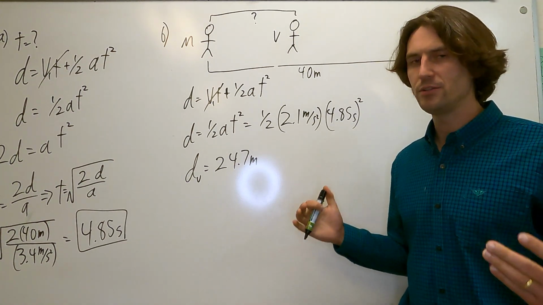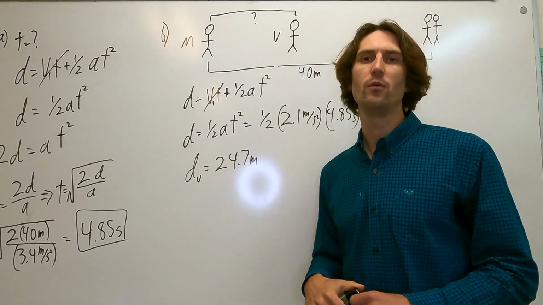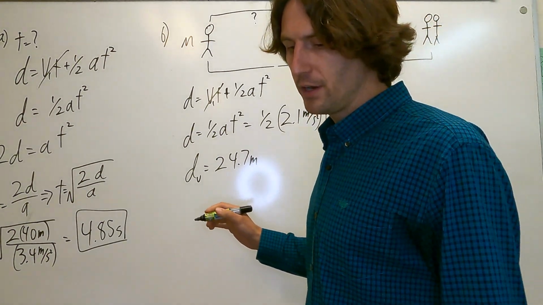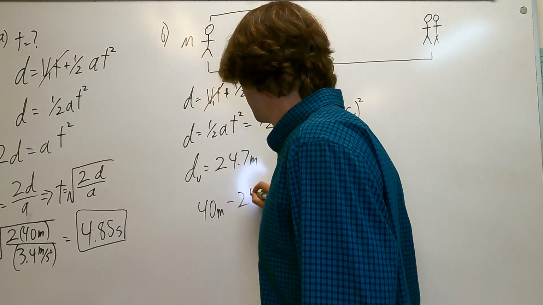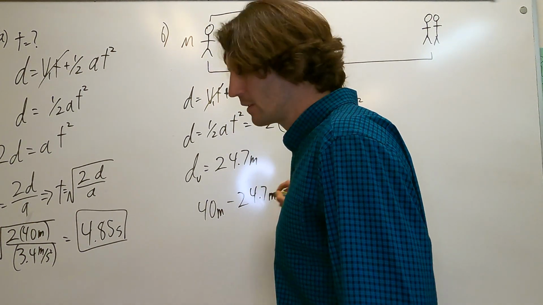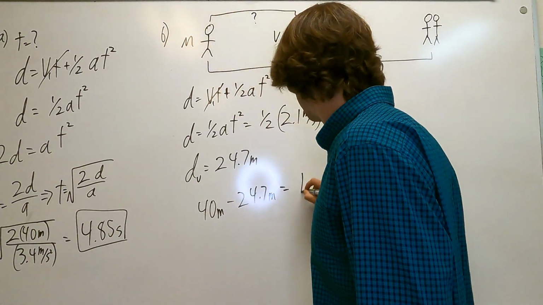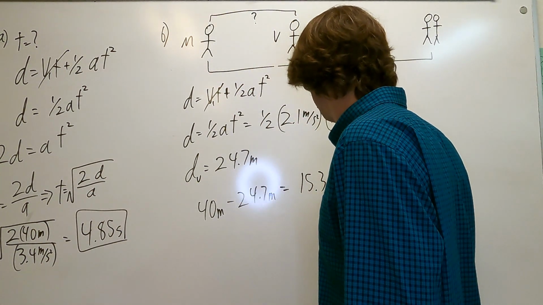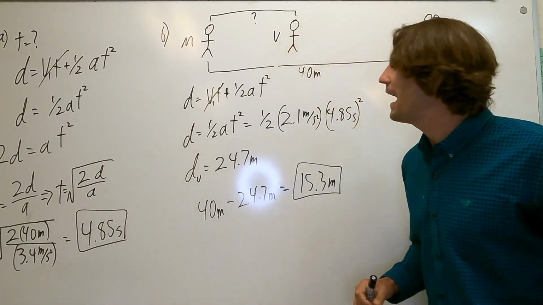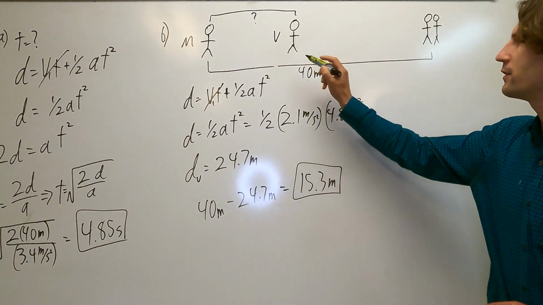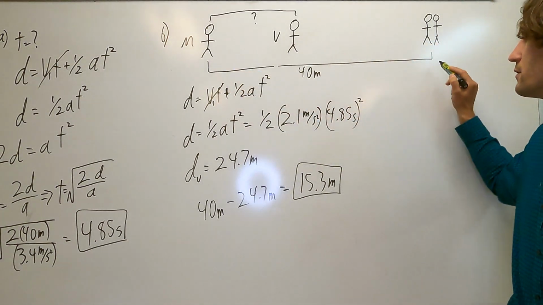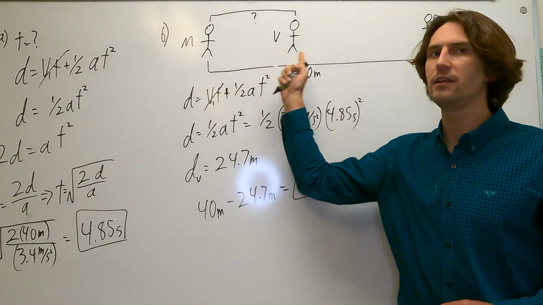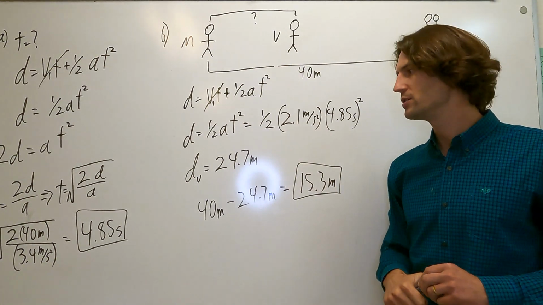So we now need to do a little subtraction to figure out how far away they started from each other. We can say 40 meters minus 24.7 meters, which becomes 15.3 meters. That is how far away they were. Victor travels 24.7 meters, while Mikhail travels 40 meters, meaning they must have started 15.3 meters away.